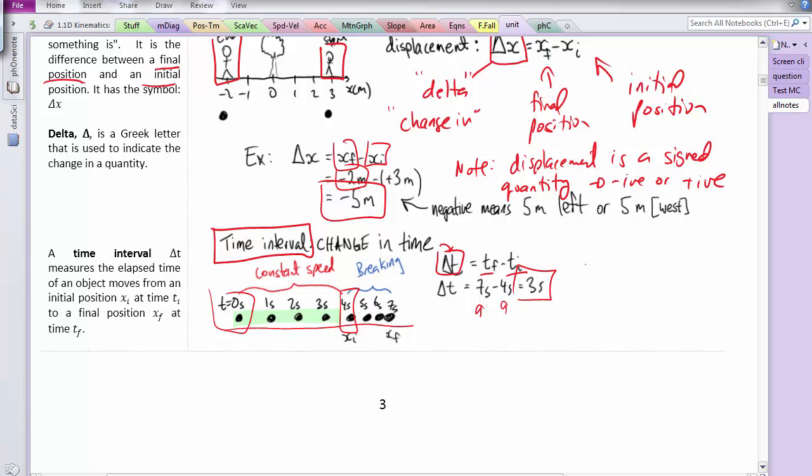And one more thing is that the time interval, delta t, is always positive. This is because the final time will always be greater than the initial time, so you'll always get a positive value. So this is because t final is always greater than t initial.